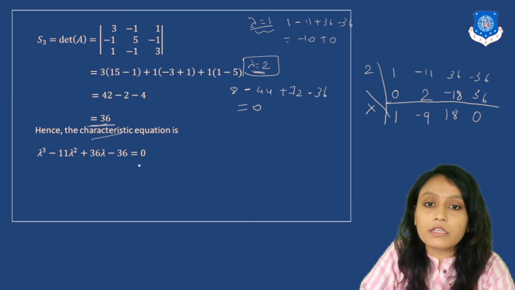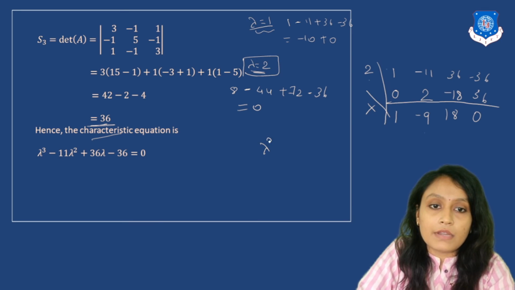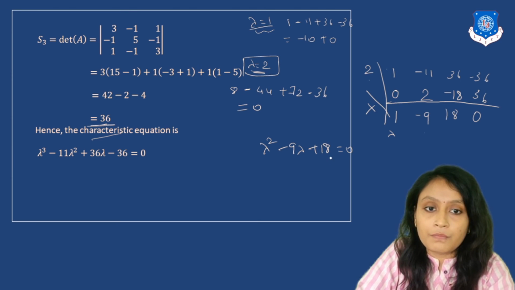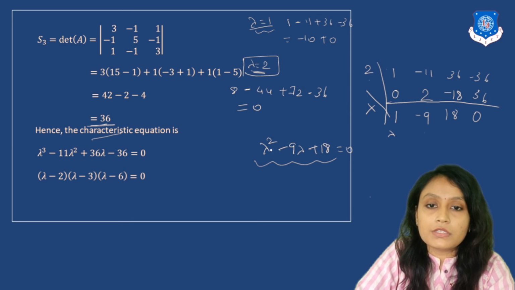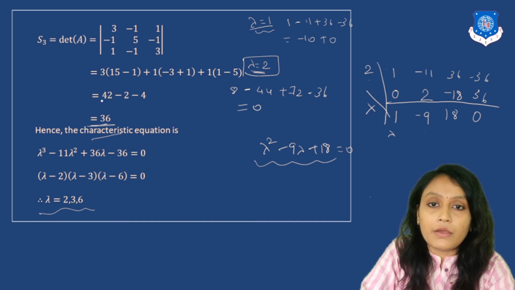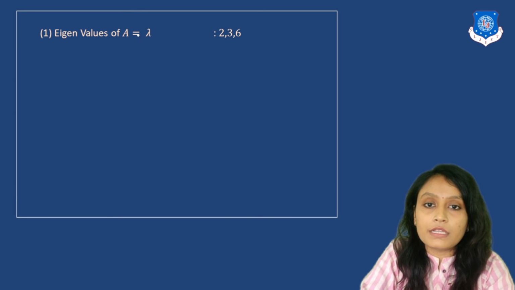Okay, so this is our cubic equation. Here we have a quadratic equation as lambda square minus 9 lambda plus 18 is equal to 0. Now we will solve this quadratic equation. So you will get the roots as lambda minus 2, lambda minus 3 and lambda minus 6 equal to 0. Okay, and from this you will get the values of lambda as 2, 3 and 6. So these are the eigenvalues of matrix A. Now, the eigenvalues of matrix A, that is lambda, are 2, 3 and 6.